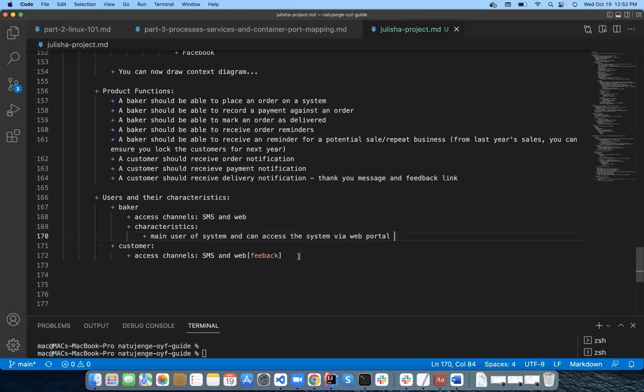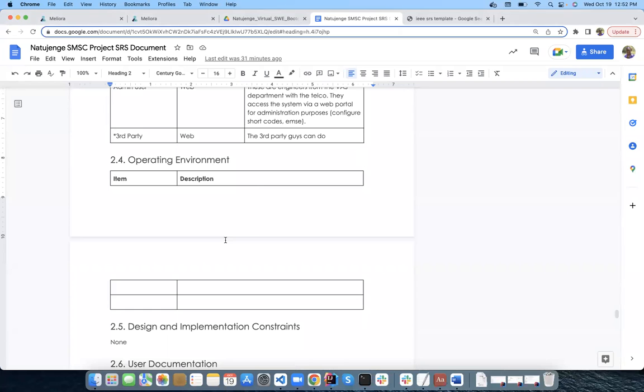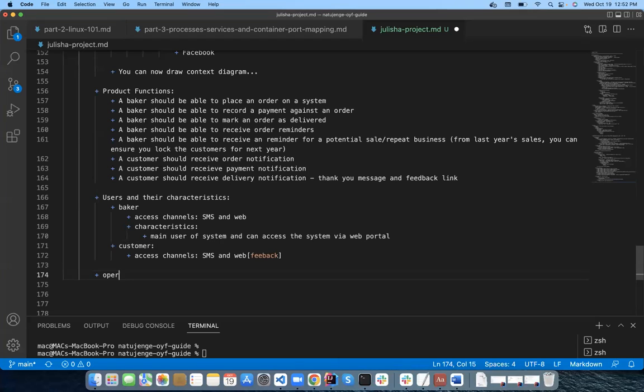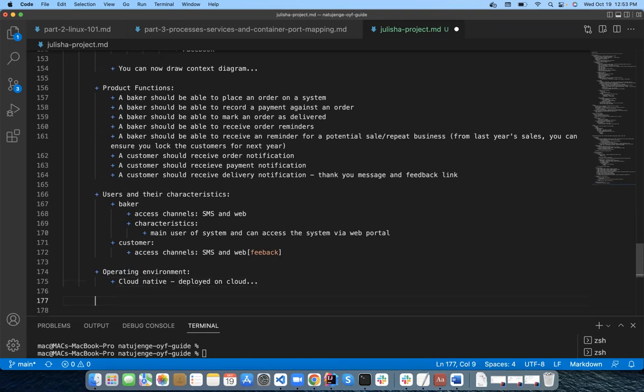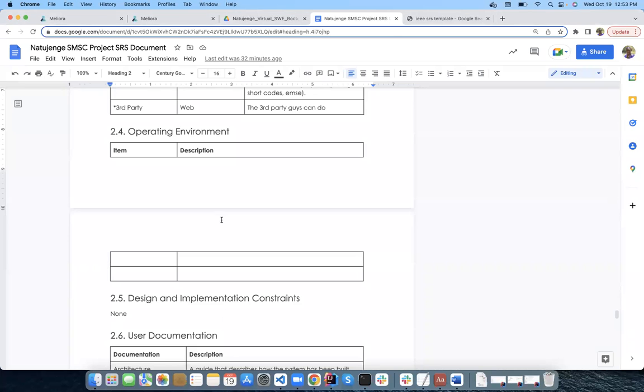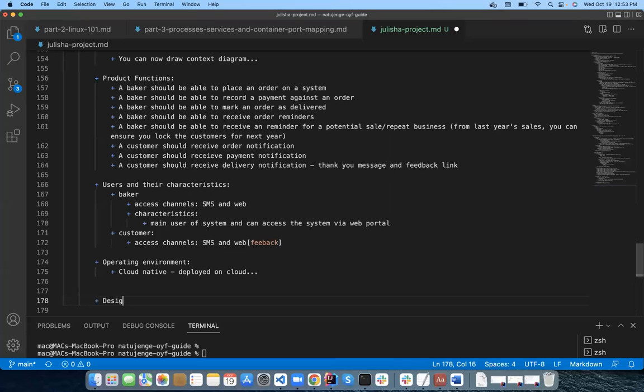Now, there is operating environment. You are also required to give characteristics of operating environment. Maybe you are constrained in terms of things; here we have none, but the key thing is the solution could be cloud native. Sometimes you're told our solution should only work with Oracle Linux environment, so it should be deployed on the cloud. So that could be a requirement in terms of the operating environment under which the system will be operating. Design and implementation considerations.